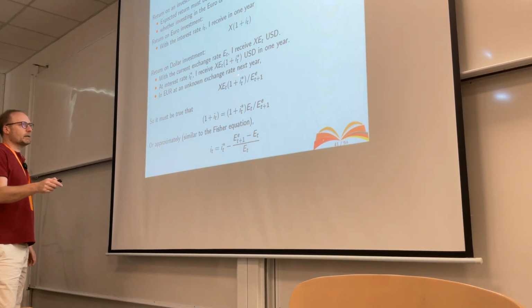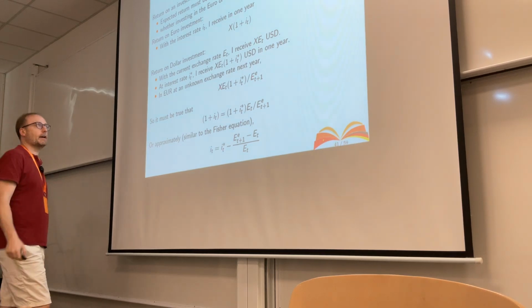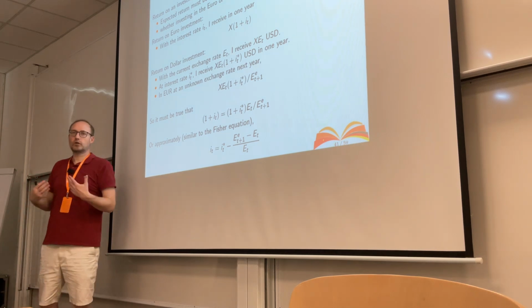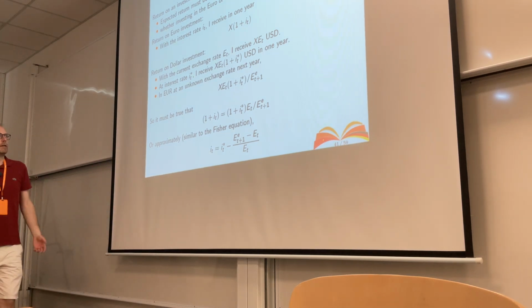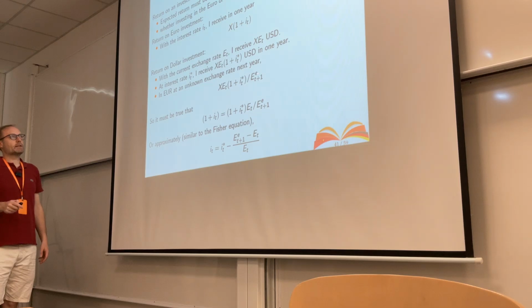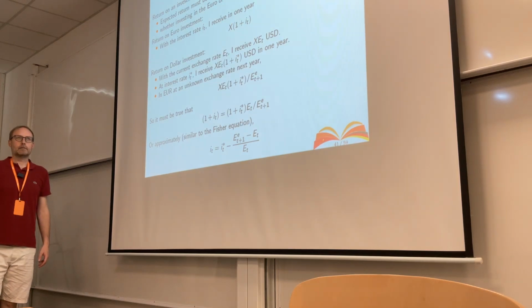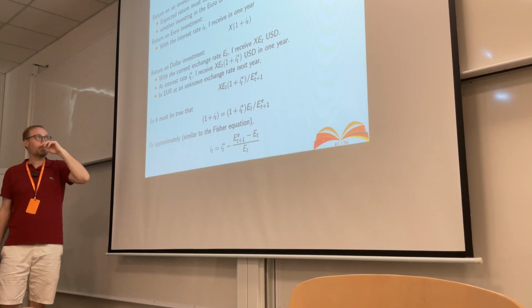So now we have two potential investments. This is the return plus principal after 1 year of investing X euros into US bonds, and this is the return in euros after investing X euros into German bonds. If one is higher than the other, arbitrage. Which one are you going to buy? Well, you're going to engage in arbitrage.